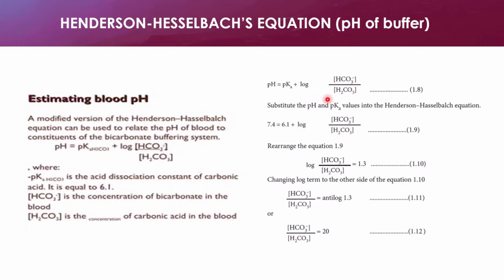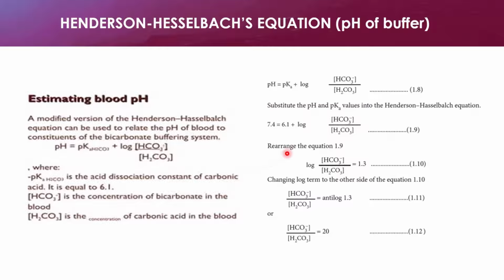Now, if you substitute the pH and pKa values into the Henderson-Hasselbalch equation, we have 7.4 equals 6.1 plus log of this. The 7.4 is the pH of the blood, and the 6.1 is the value of the acid dissociation constant of the carbonic acid. So substituting the values, we have 7.4 equals 6.1 plus the log of this, as equation 1.9.